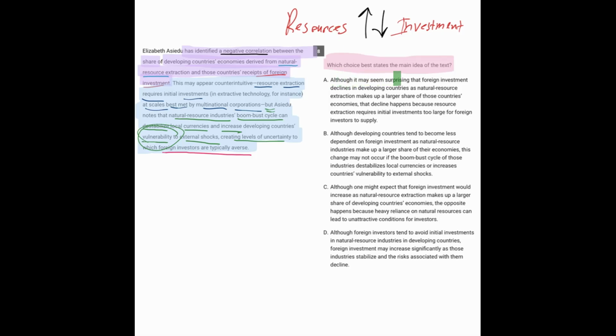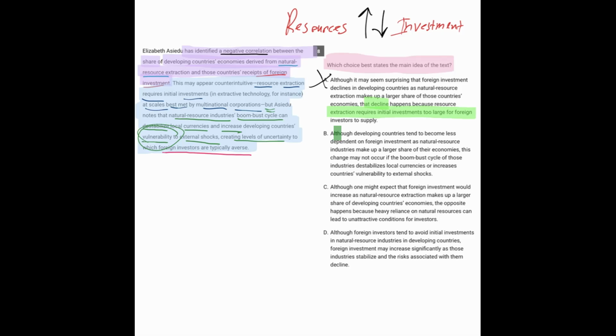A says, although it may seem surprising that foreign investment declines in developing countries as natural resource extraction makes up a larger share of those countries' economies, that decline happens because resource extraction requires initial investments too large for foreign investors to supply. That's just simply not what they said. Let's look at it one more time. This is saying that there's a decline, and the reason for the decline is because extraction requires big investments. Extraction does require big investments, but the passage didn't say that's the reason for the decline. So, we can get rid of that.